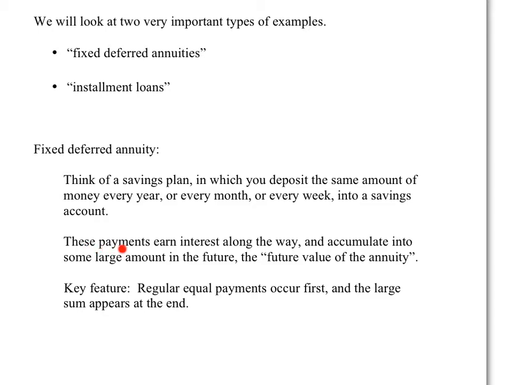Now, these payments earn interest along the way. So it's not just the payments themselves, but also the interest they earn that accumulate into some large amount in the future, and that's called the future value of the annuity. So the key feature here, what makes a fixed deferred annuity a fixed deferred annuity, is that regular equal payments come first, and then a large sum appears at the end.